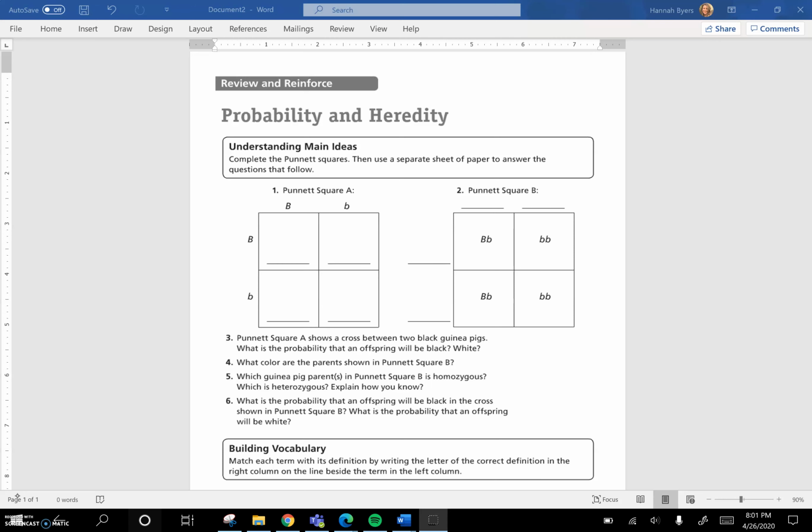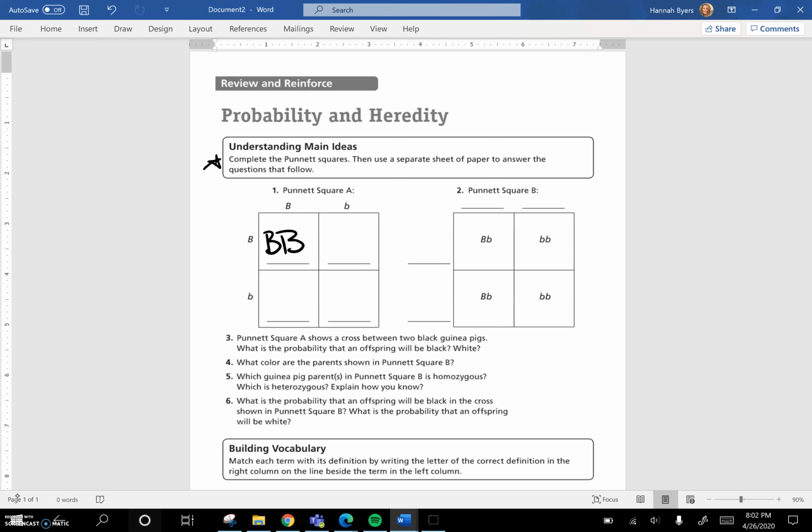First thing that they want us to do is to complete the Punnett squares for numbers 1 and 2. So these are actually going to be Punnett squares for guinea pig crosses. And in this first one, this first top left box is going to have 2 capital B's. So each parent is giving their dominant allele.